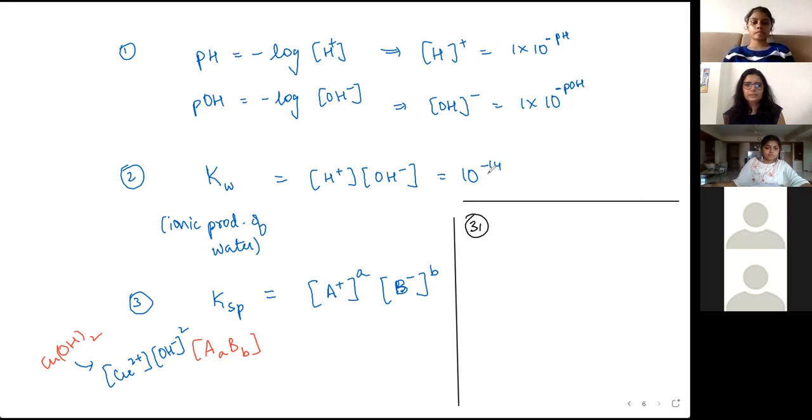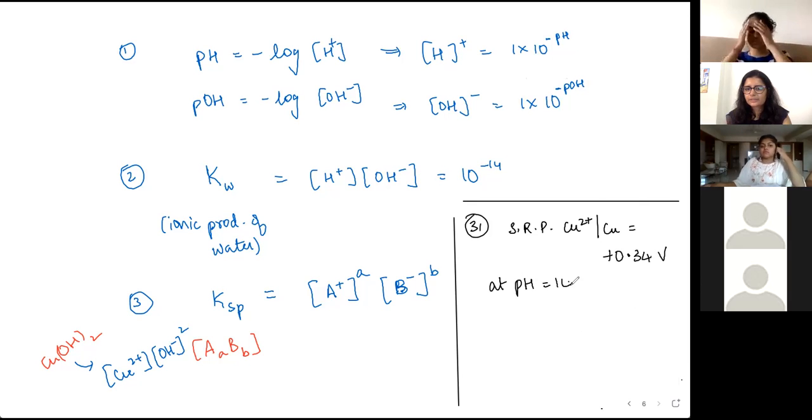So question number 31. What is given is the standard reduction potential for Cu. The standard reduction potential for Cu2+ to Cu is plus 0.34 volts. What else is given? What will be the reduction potential at pH 14? We need to find it at pH equal to 14, given that Ksp of copper hydroxide is equal to 1 into 10 raised to power minus 19.